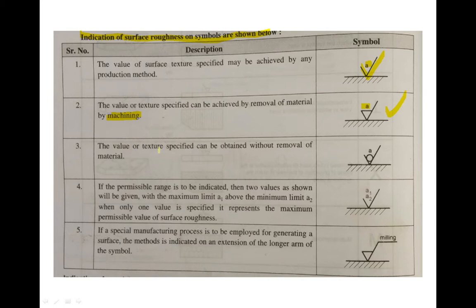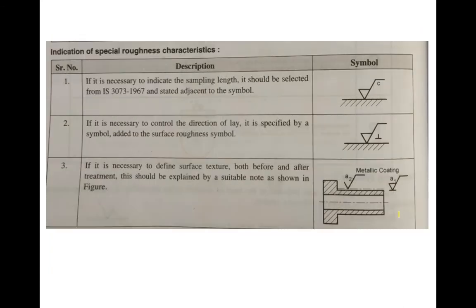Then next, the value of structure specified can be obtained without removal of material. So this is the symbol which shows the removal of material is not permitted, and this is A, the value of surface roughness. Then if a range of surface roughness is given, that is A1 and A2, then this symbol is used. Then for a special manufacturing method, that is milling, meaning surface roughness is achieved by using the milling process, this symbol is used. Then next, indication of special roughness characteristics. It is necessary to indicate the sampling length.